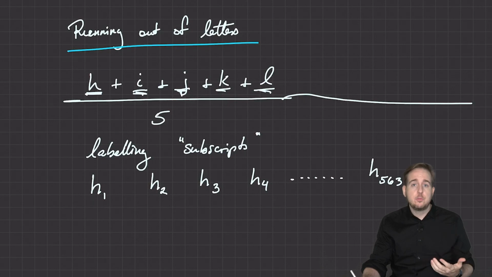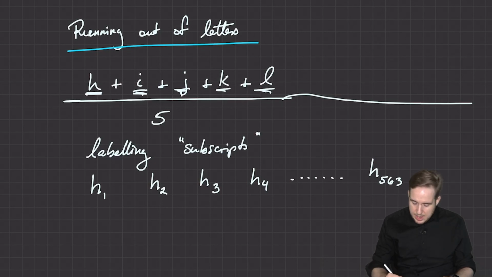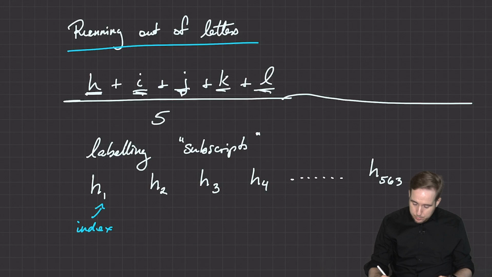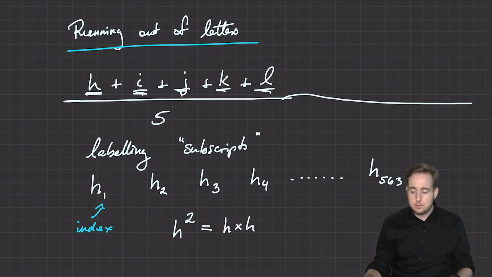So that's the convention we use. If we're afraid of running out of letters, we can reuse the same letter over and over again. And when you put a little subscript, we usually call this the index. Just be careful that that's not the only thing we use small numbers for. So if I put a 2 up here, remember that means squared. That's h times h. So you don't want to get those two confused.